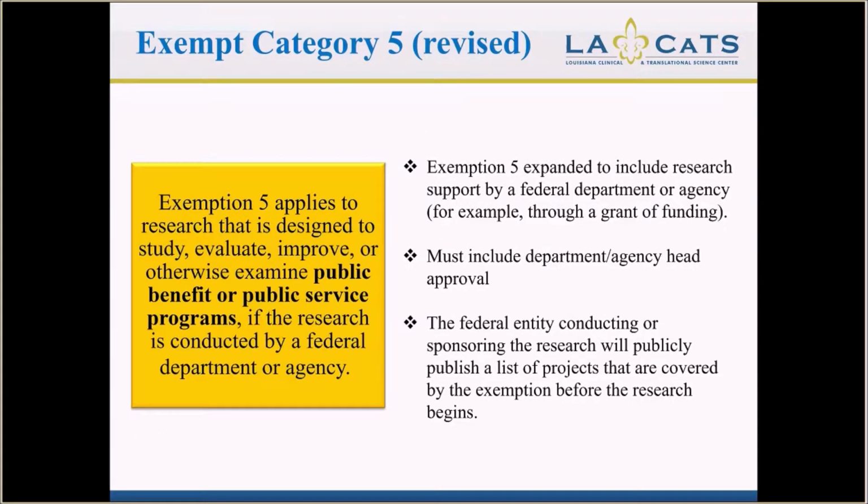Exempt category 5 expands to include research supported by a federal department or agency. You must have that department's agency head approval, and it's primarily for research protocols that have a public benefit or a public service program element.